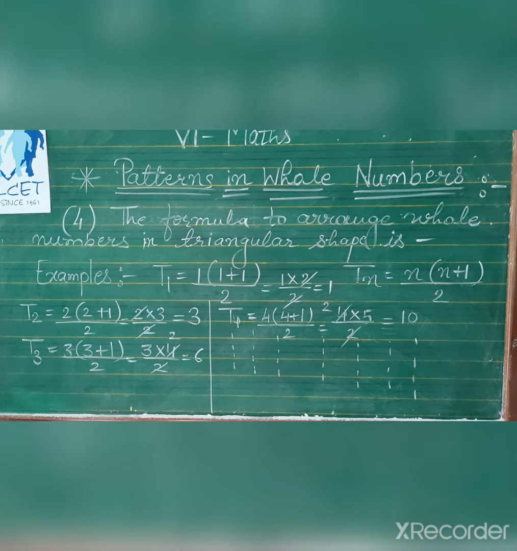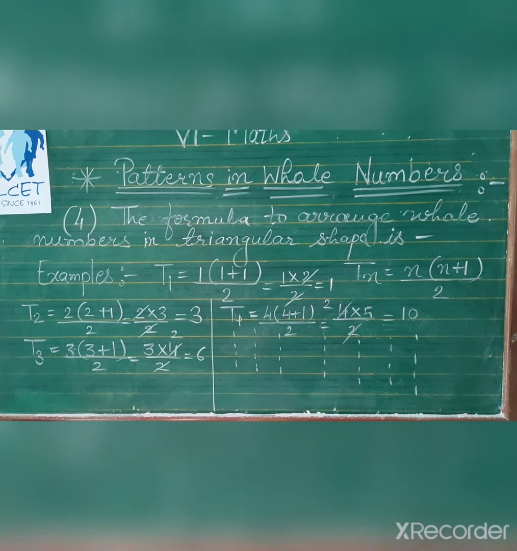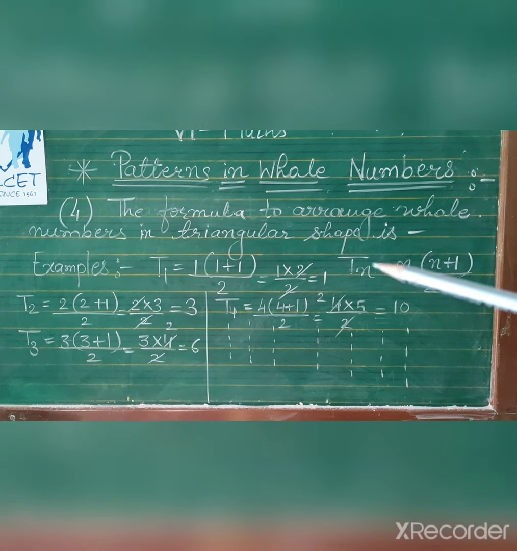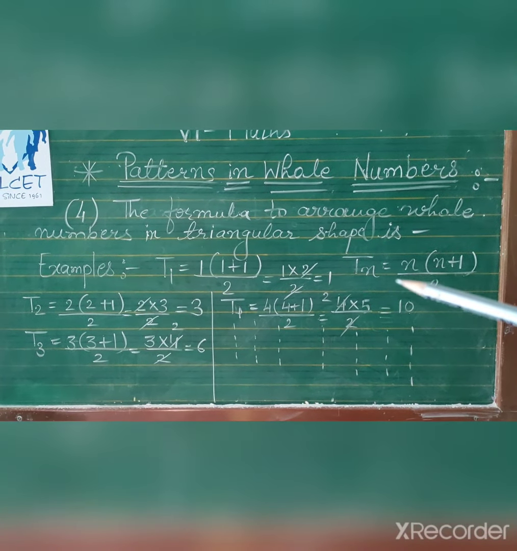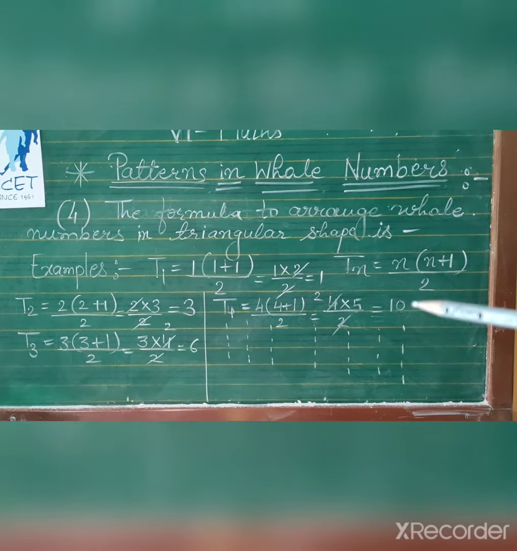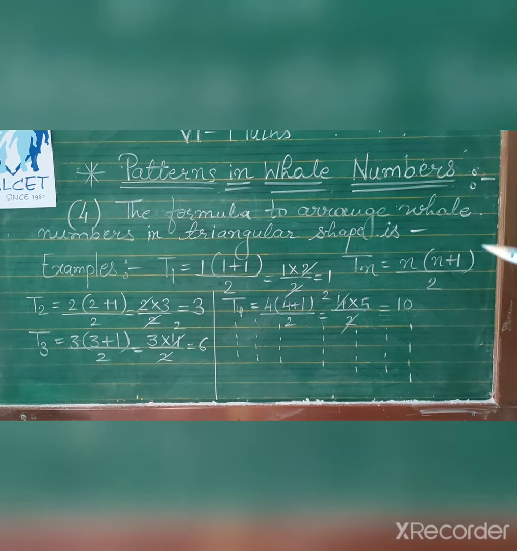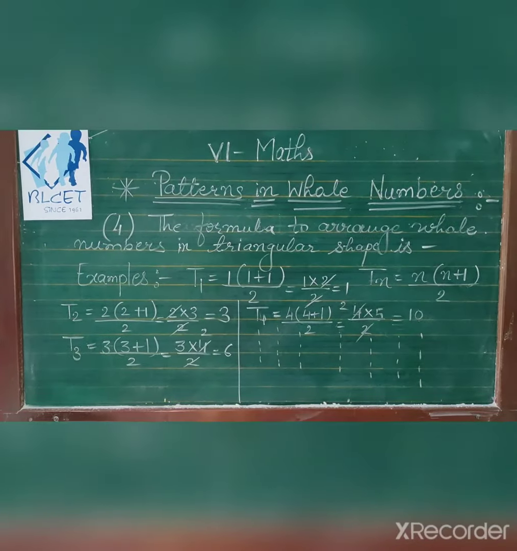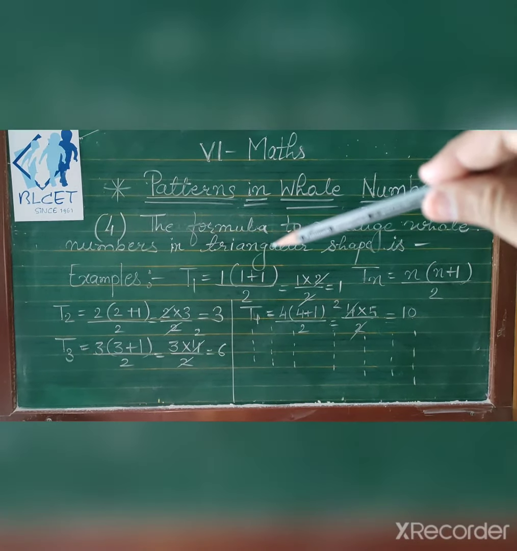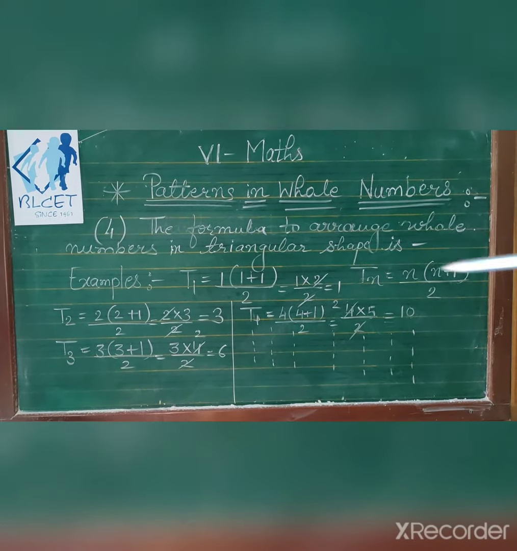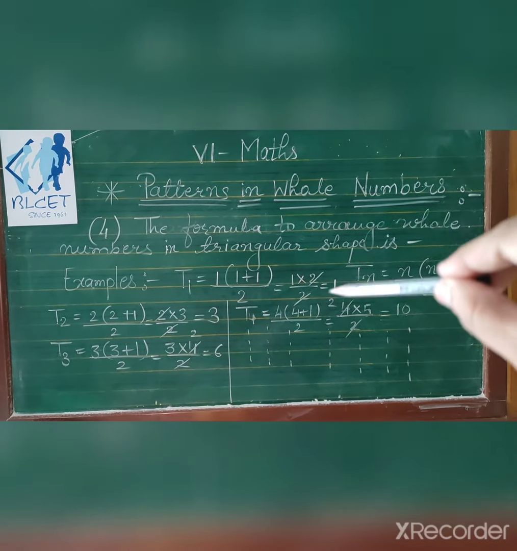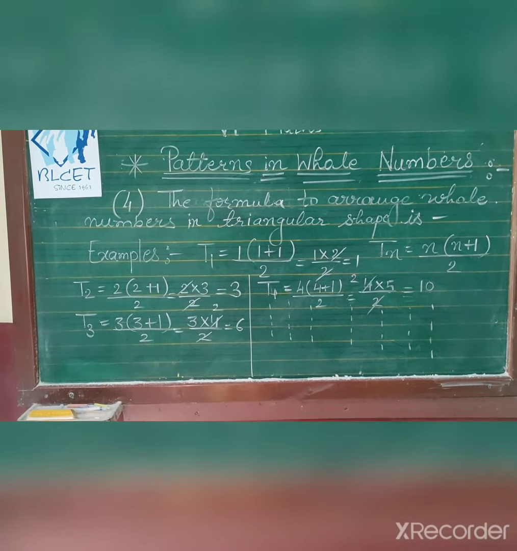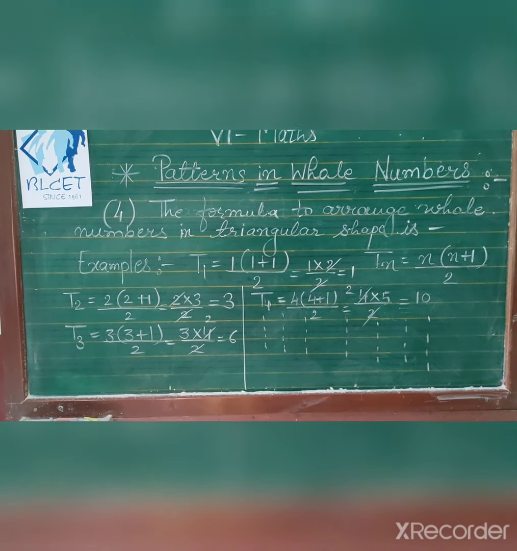Now the formula to arrange whole numbers in triangular shape in the dot pattern. The general formula is triangle: for T I am using Tn, that means n into n plus 1 upon 2. So T1, for number 1: in the bracket 1 plus 1, divided by 2. So 1 into 2 divided by 2. 2 cancels by 2, so 1. That means number 1 we can represent in the triangular form.